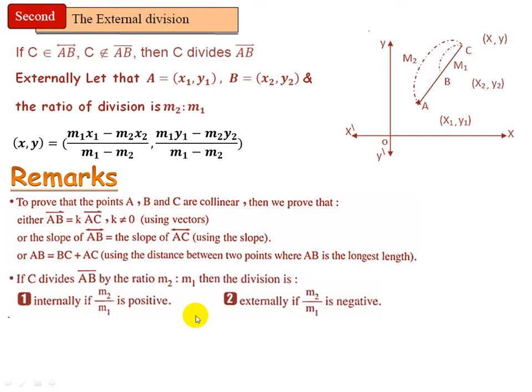Remark number 2. If I don't know the ratio between M1 and M2, which determines the point of division, whether it's internal or external: if the division is internal, the ratio M2 over M1 is positive, and if it's negative, the ratio between the 2 points A and B is external using the point C.